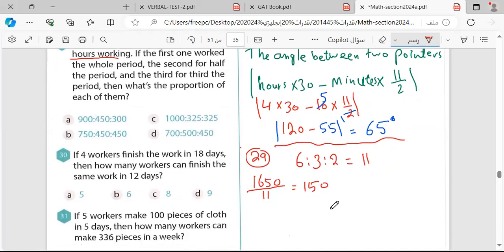or one share. Then you multiply. 150 times 6 is what? It's 900. Then you multiply and get the answer. Okay, what is the answer, girls and boys? It will be A: 900, 450 and 300. So the answer is A. Clear?